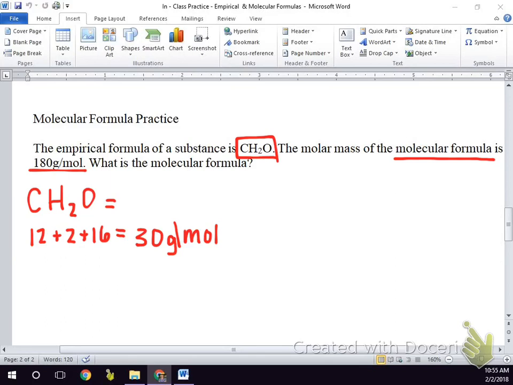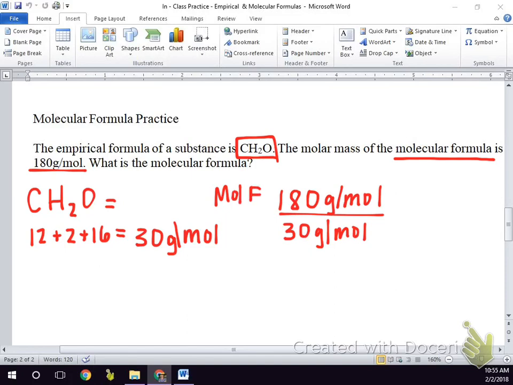So what we're going to do now is take our molecular molar mass, 180 grams per mole, and divide that by our empirical molar mass, so 30 grams per mole, right? It's always molecular formula over empirical formula. Okay. And that gives us what whole number ratio? 6. Just 6. Right? So 6 is our whole number ratio.